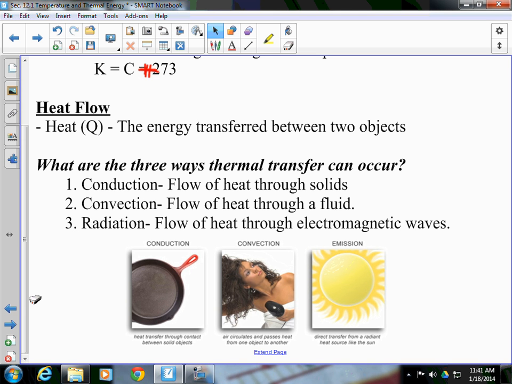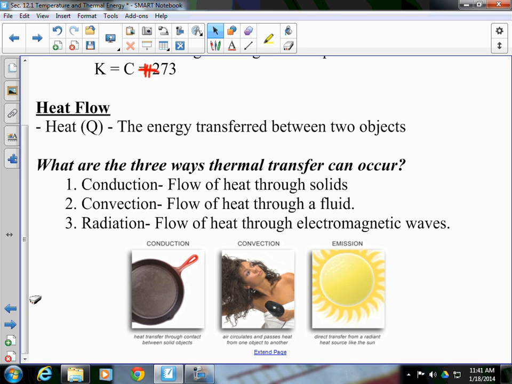Convection is the flow of heat through a fluid. Now, remember, a fluid is anything that flows. So air is a fluid. Your oven heats convection style, continually rotating the heat from back to front, bottom to top. That's a convection type system in your oven. A hair dryer would also be convection type. I'm transferring heat through a fluid, which would be air.